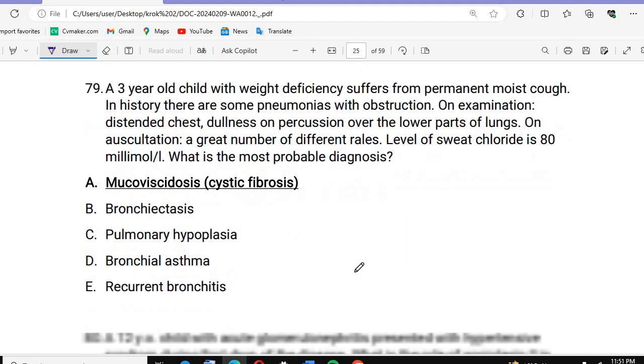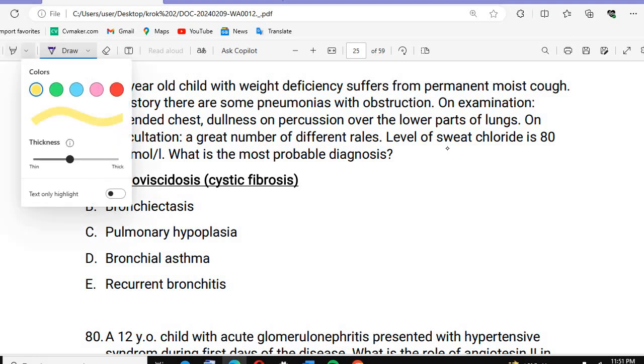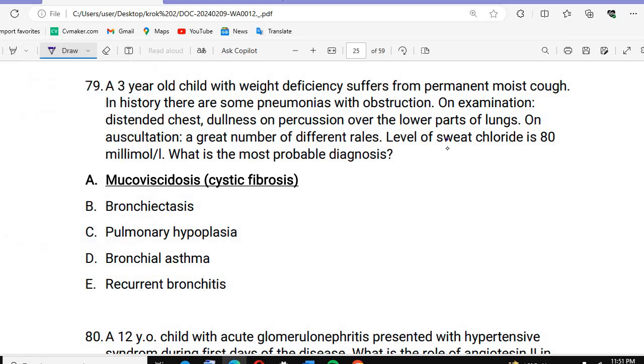The next question: a 3-year-old child with a weight deficiency suffers from a permanent moist cough. In history, there is pneumonia with obstruction. On examination, there is a distended chest, dullness on percussion over the lower part, and a great number of different tests, including the level of sweat chloride. Revise what we studied about sweat chloride. If the level of sweat chloride is 80 millimole per liter, what is the most probable diagnosis?